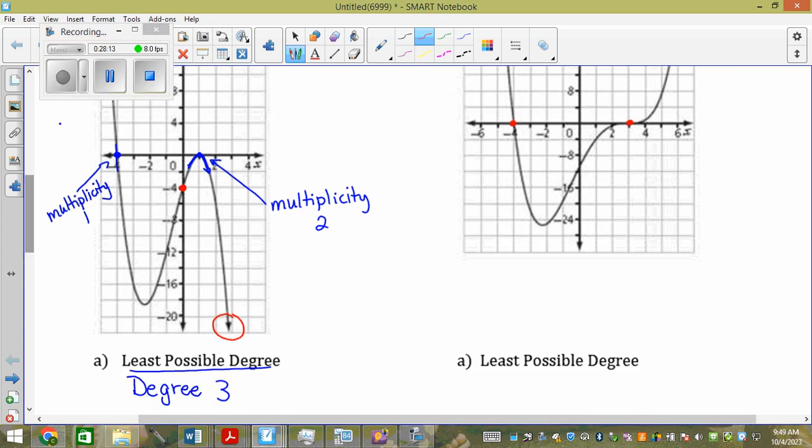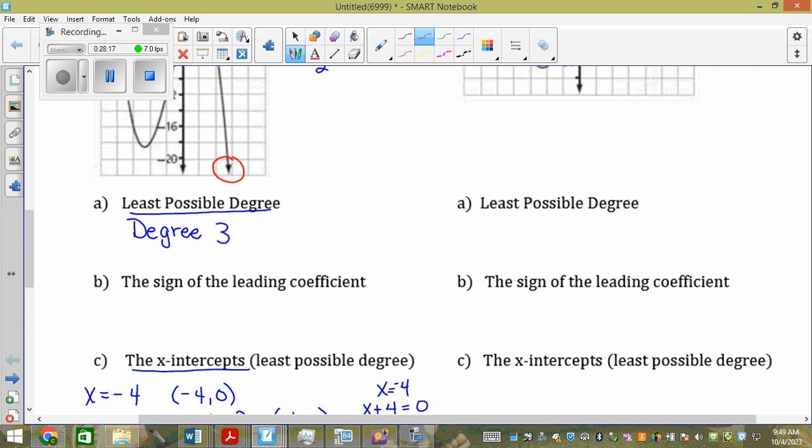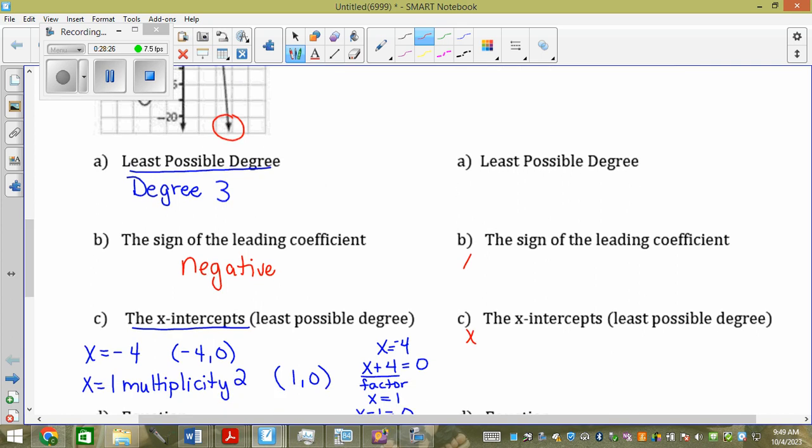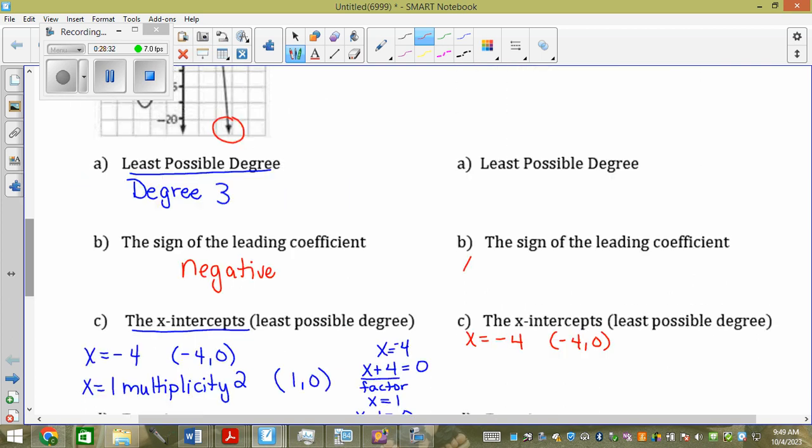So this one, we know we have x equals -4. Sorry, sign of leading coefficient was negative. Forgot to write that on the last one. x equals -4, and then -4, 0. And then my other one is x equals 3. Make sure you put multiplicity 3. And then I have 3, 0.